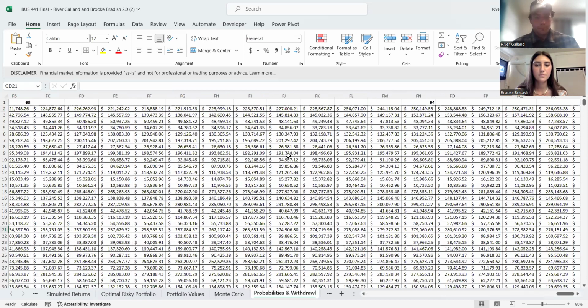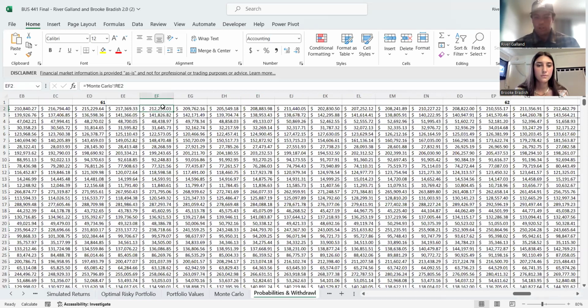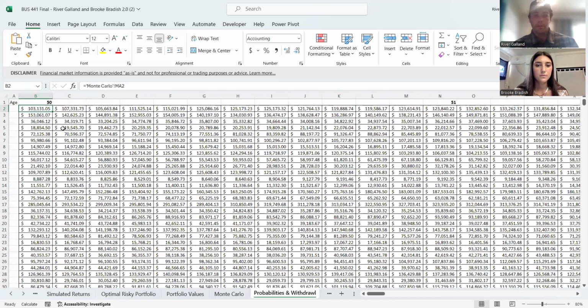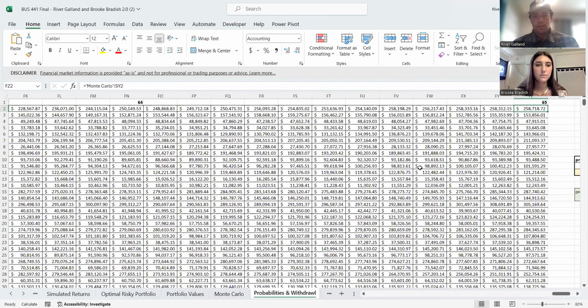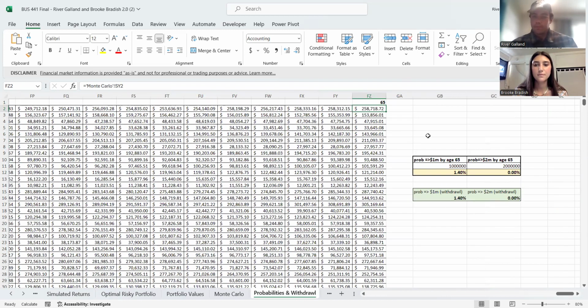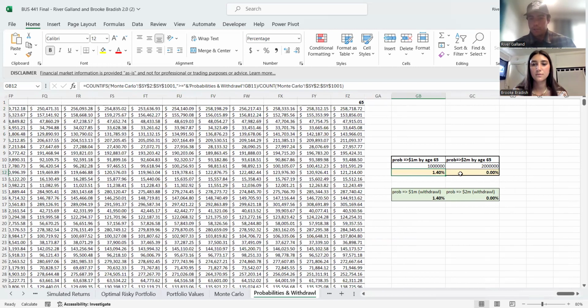And right here, we did another simulation saying, if you were to withdraw money at X age, what would your portfolio values be? And the probability right here of having over $1 million by 65, as you can see, is 1.4%. And unfortunately, our portfolio did not make it to 2 million by 65, at least in our runs. Obviously, if you do more runs, there's a greater chance to have a higher percentage in your portfolio.